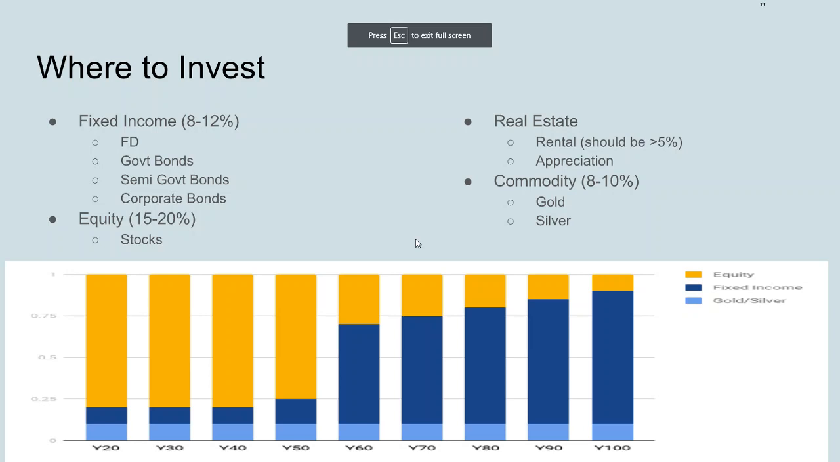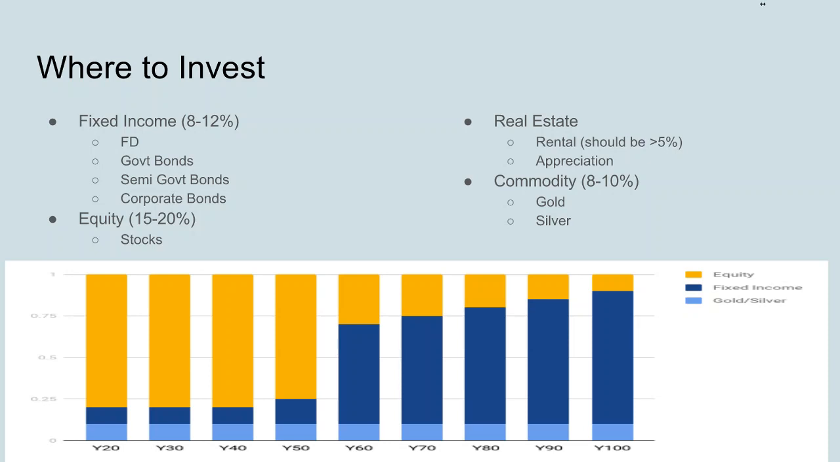Where to invest. If you look at the broad, big investment areas, these are the most favored or used investment areas. First one is fixed income. You would be able to get FD returns of not more than 6-7%. Now it could go up to 12% if you go a little risky. So fixed deposit is the first one.